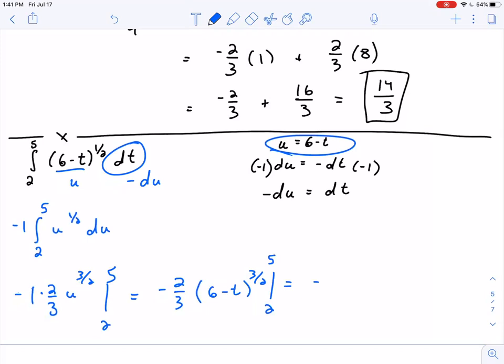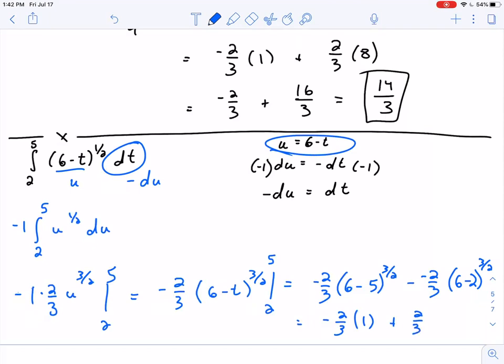So this would be -2/3 times 6 minus 5 to the 3/2 power, minus -2/3 times 6 minus 2 to the 3/2 power. Let's see, this will be -2/3 times 6 minus 5, that's going to be 1 to the 3/2, which is 1, plus 2/3, this is going to be 4 to the 3/2, which is 8. That's exactly the same thing we had in the last one, so we get 14 over 3, which is exactly the same solution.